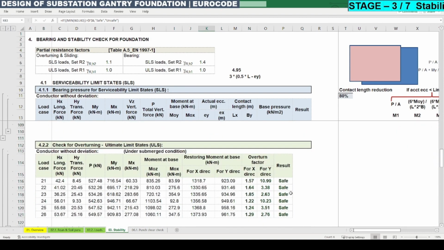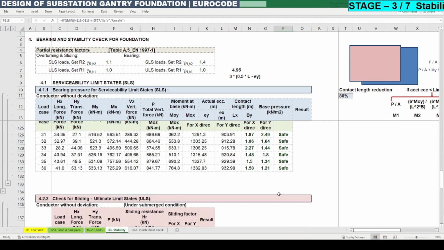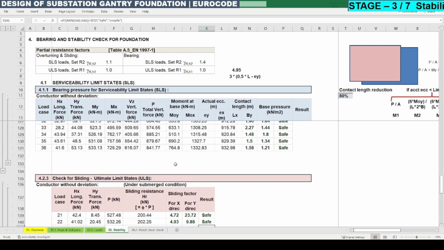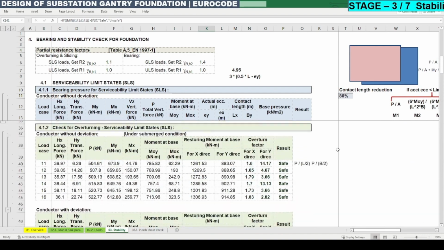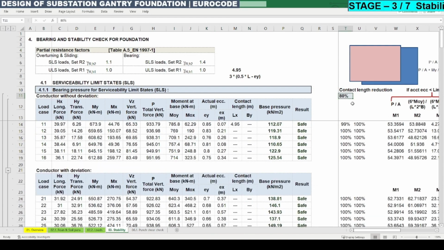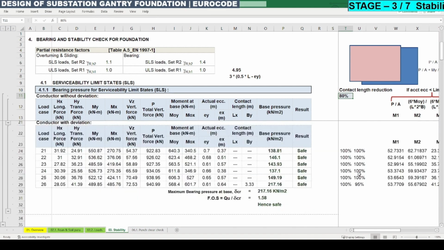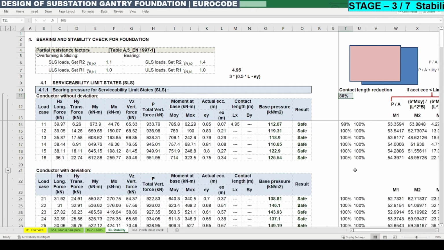Similarly for ULS cases everything is safe: bearing pressure is safe, overturning in ULS is also safe, and sliding for ULS cases is also safe. In addition to that, as per the customer recommendation, we also checked the contact length of 80%. All are greater than 80%. So this is all about the stability check.